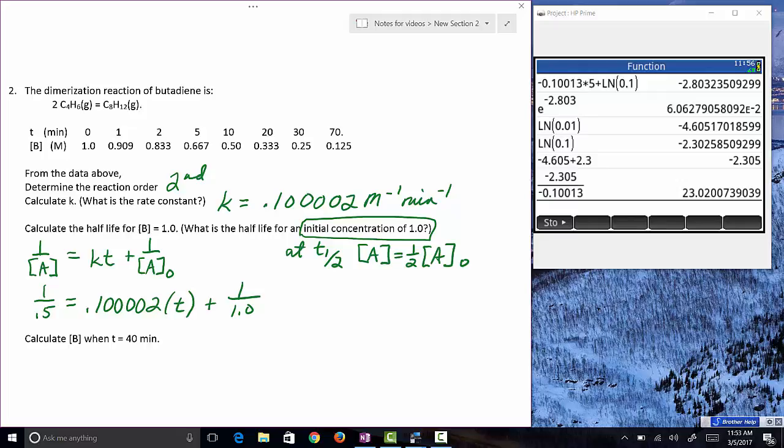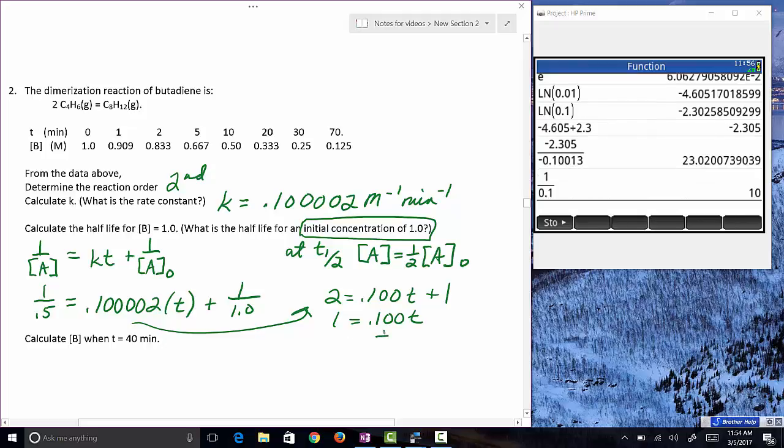Okay, so this is going to be 2 equals 0.1 t plus 1. So that's going to be 1 equals 0.1 t. And so 1 divided by 0.1 is 10. So t, and that's t 1/2 here, is going to be 10, and that's in minutes, since that's what our data was in.